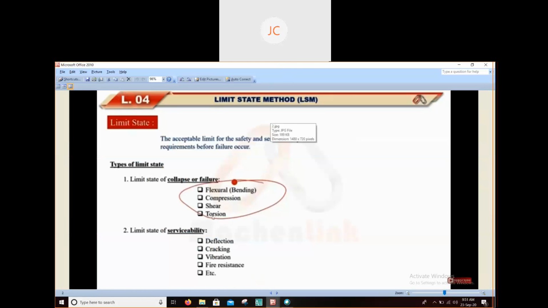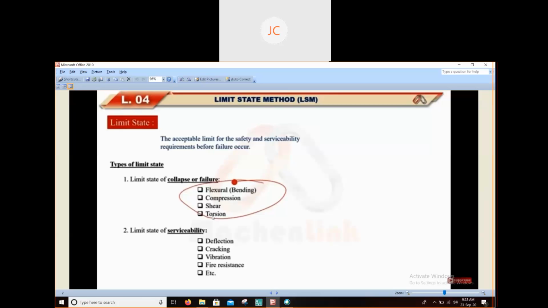Then the last part is known as torsion. Torsion comes from the word torque. So does anyone have any idea, in a building, in which portion we have to design for torsion? Just use common sense. Sir, column. Yeah, good. Near the beam column joint. In the beam column joint we have to design for torsion. Yeah, good.